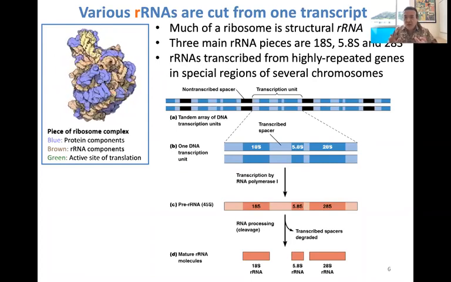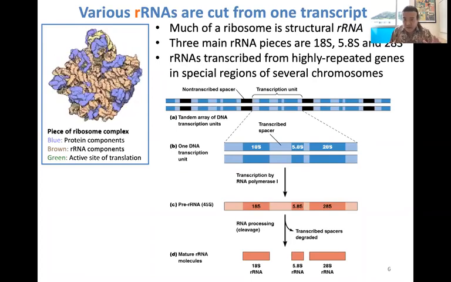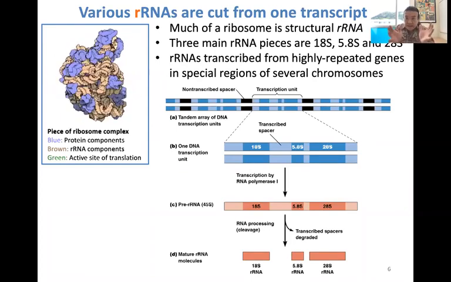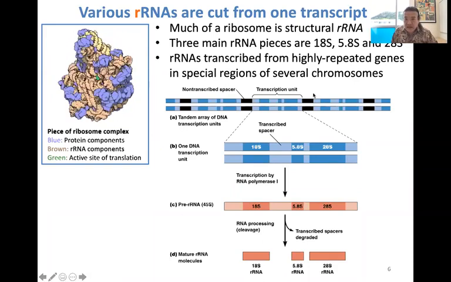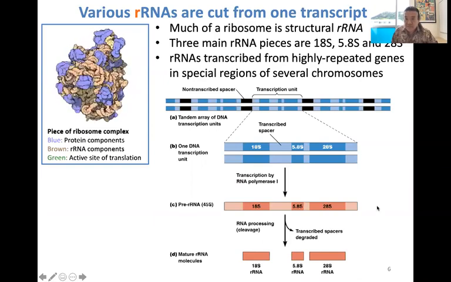So why would our cells do it this way? Clearly, when you look at the way this is set up and the fact that there are these many, many tandem repeated regions.